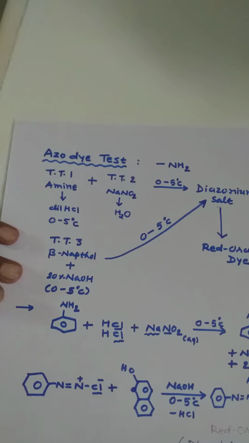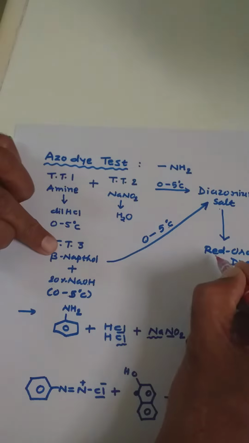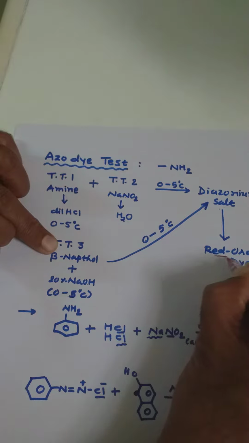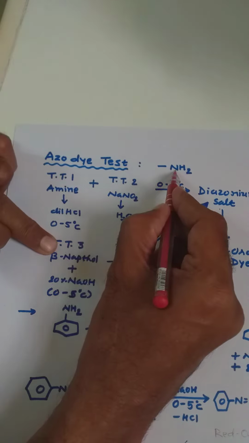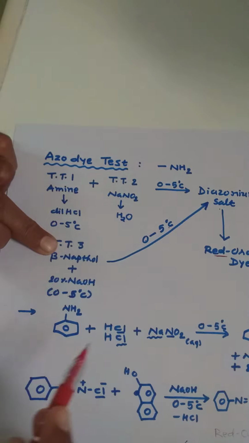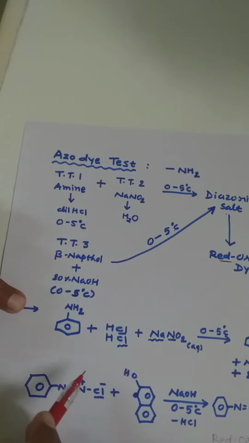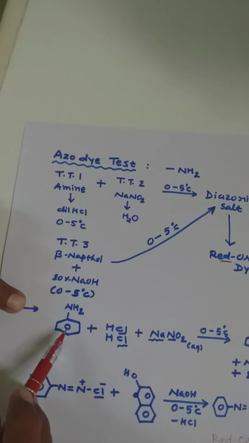Then we will get a red orange color dye, right? The red orange color dye indicates that a primary aromatic amine group is present in the given compound. Now let us start with the chemistry of the reaction of test tube number 1, test tube number 2 and test tube number 3.